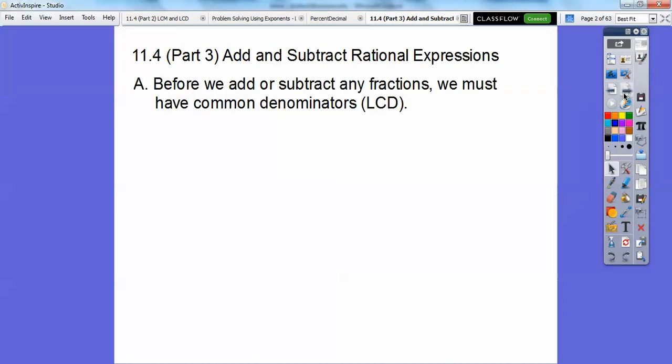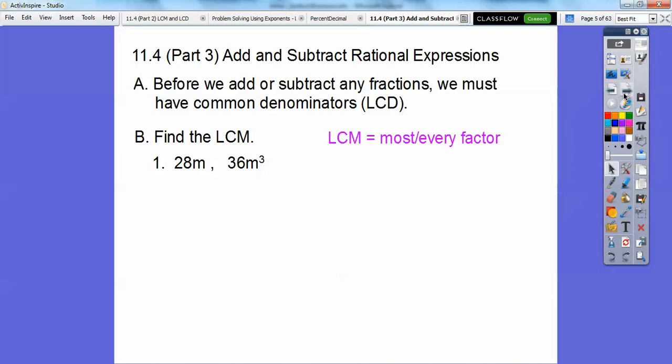Before we add or subtract any of the fractions, don't forget we've got to get common denominators. So speaking of common denominators, let's get the least common multiple of 28m and 36m cubed, okay? Least common multiple, don't forget, is the most of every factor that we see. So we've got to get the prime factorization of 28. 28 is 4 times 7, and 4 is 2 squared. 2 squared times 7 times m.